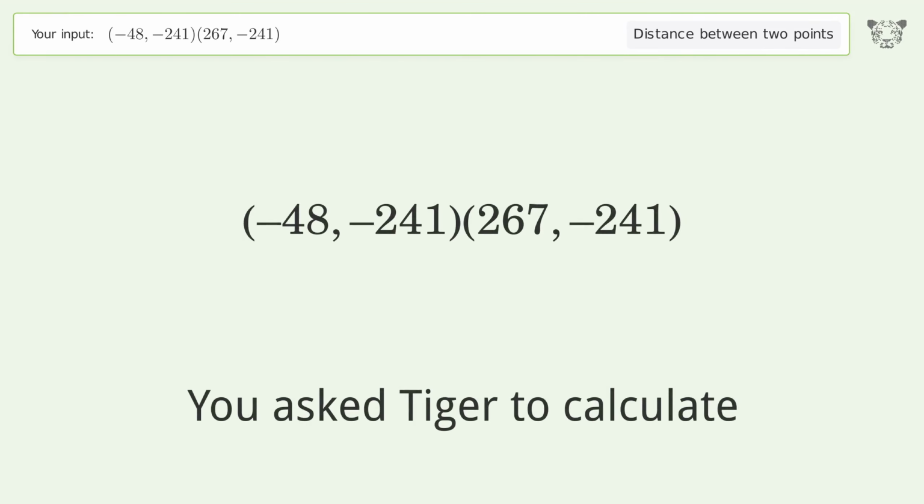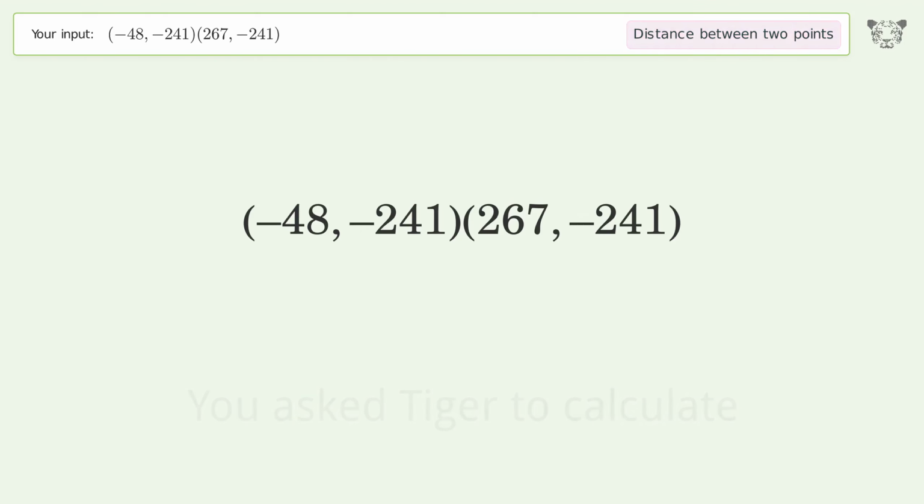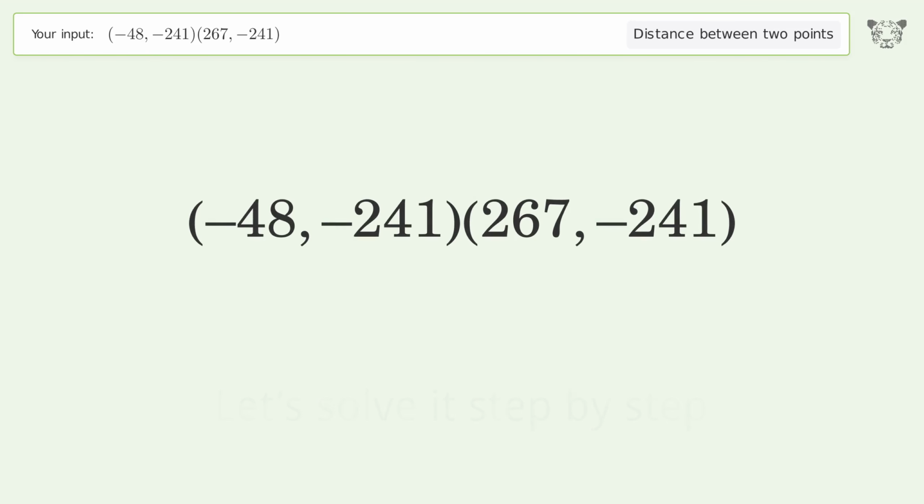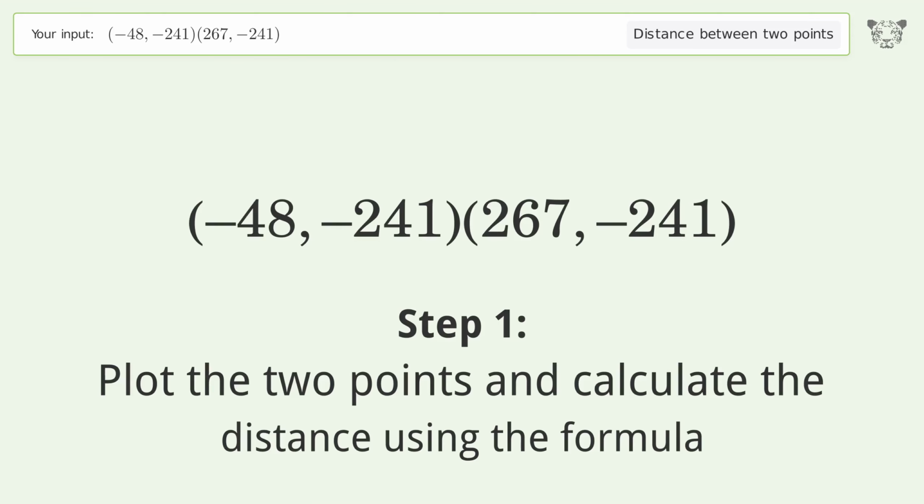You ask Tiger to calculate. This deals with the distance between 2 points. The distance between the 2 points is the square root of 99,225, or 315. Let's solve it step by step. Plot the 2 points and calculate the distance using the formula.